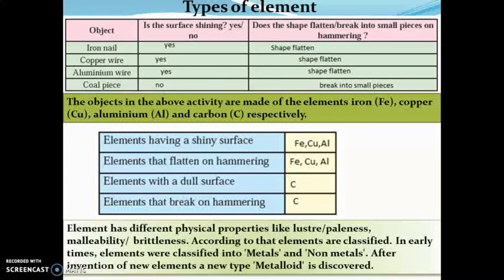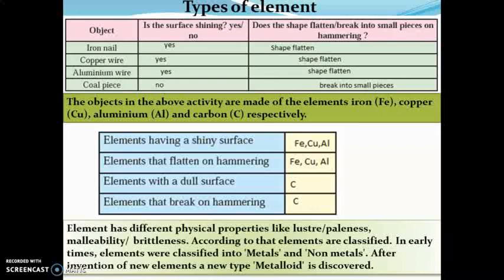Then we will fill in some details. Elements having a shiny surface are Fe, that is iron, Cu, copper, and Al, aluminium. Elements that flatten on hammering are Fe, Cu and Al, that is iron, copper, aluminium. The element with a dull surface is the coal piece, that is carbon, and the element that breaks on hammering is again carbon. So what we can conclude is that these are the different properties that the elements are showing.